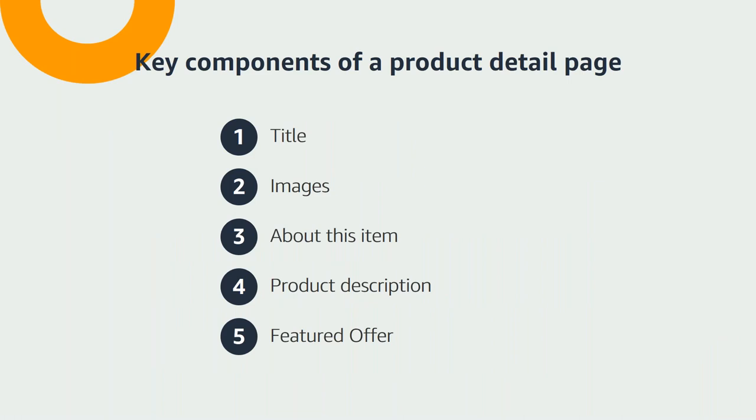There are five key components of a product detail page: the title or product name, images, About This Item bullets, product description, and the featured offer box. Let's take a quick look at each component and a few rules for submitting high quality content.